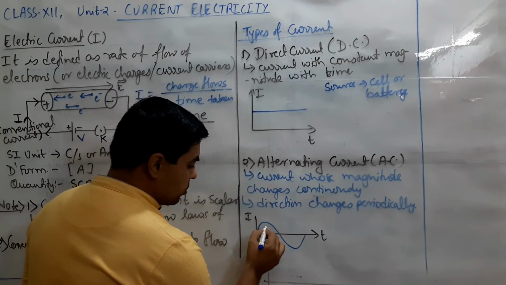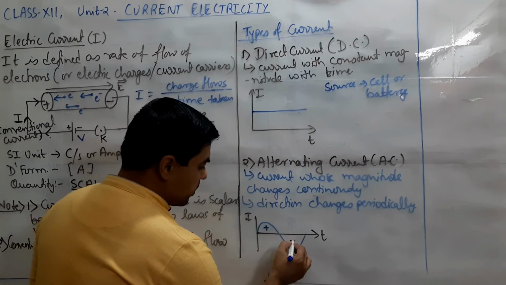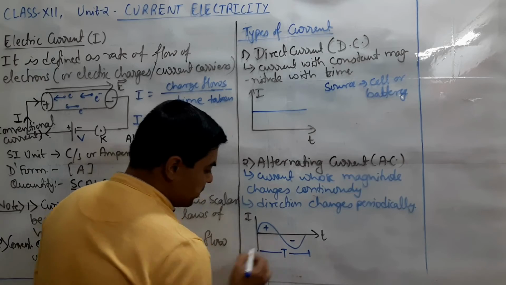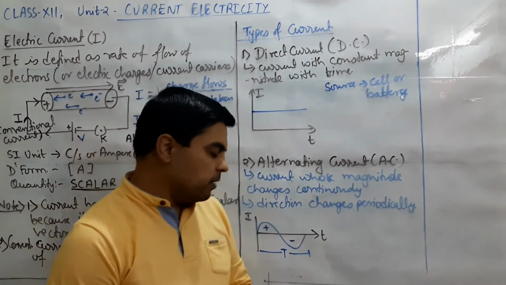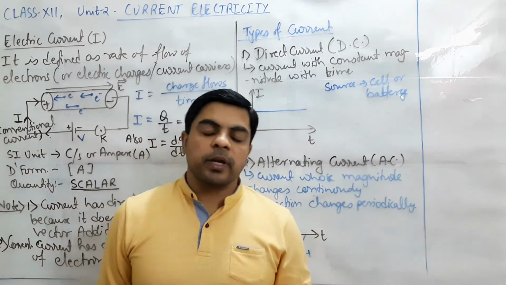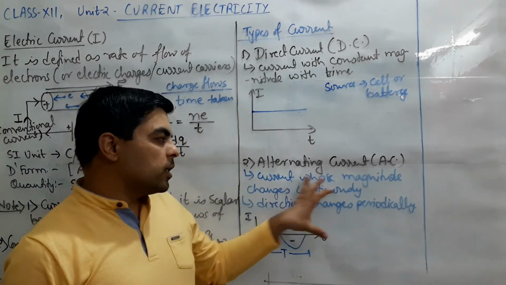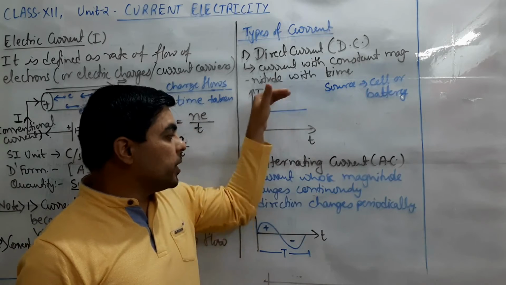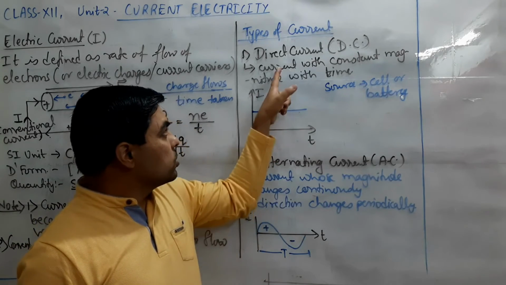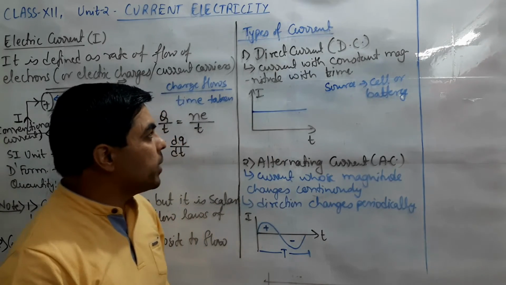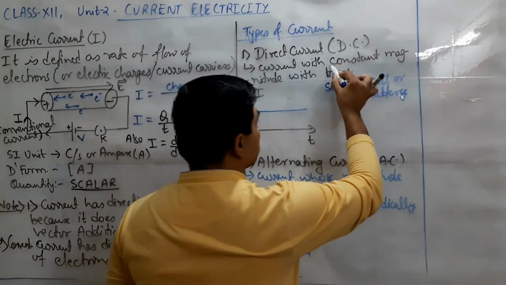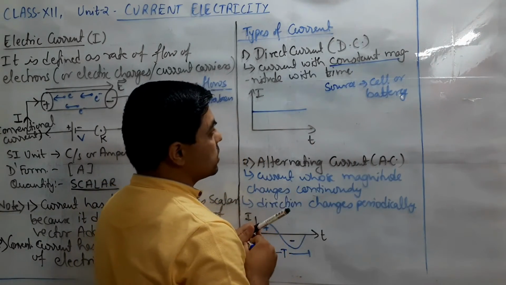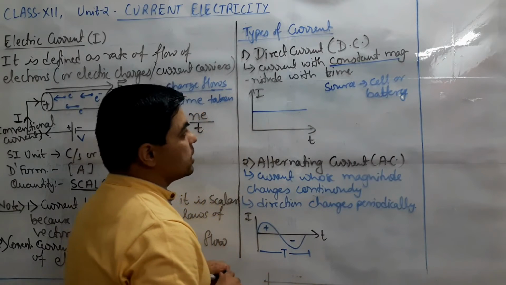So the upper part is treated as positive, the lower part is negative, and this is called one complete cycle, denoted by capital T, known as time period. We will discuss this in detail in the fourth unit, electromagnetic induction and alternating current. But we have to compare these two with each other. So direct current is the current whose magnitude remains constant with time, and one more factor we can say, direction never changes, or direction also remains the same.